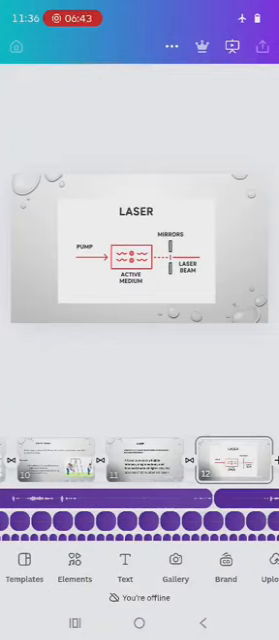This diagram represents the laser principle. The pumping, this is the active medium, and the two mirrors, up and down. Finally, the laser beam gets out.